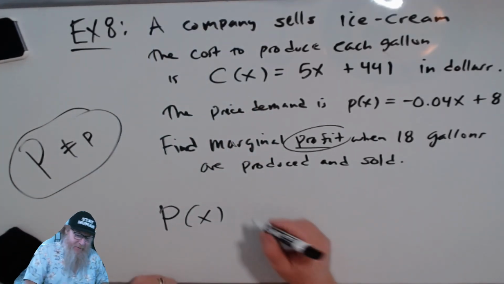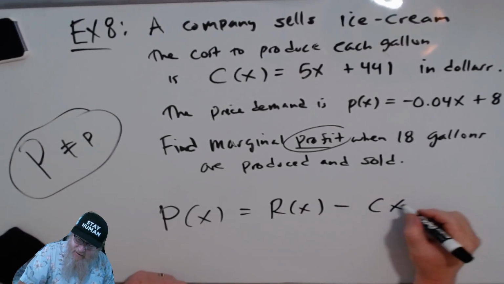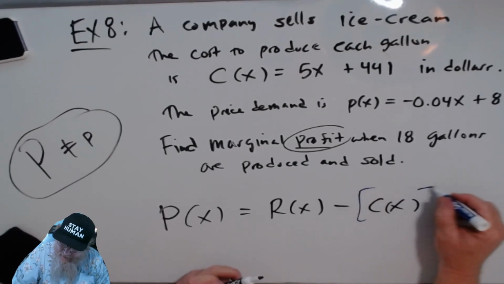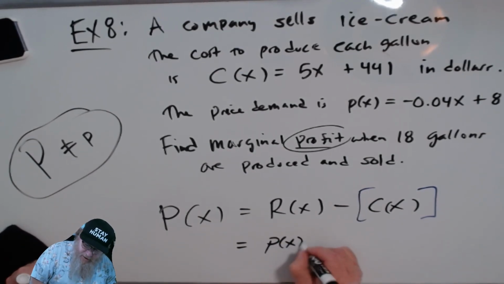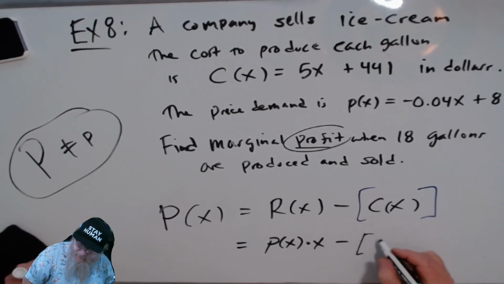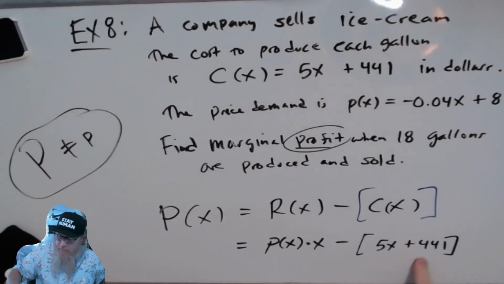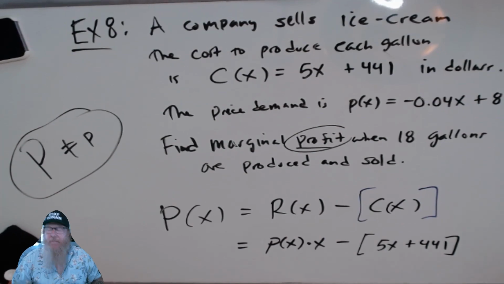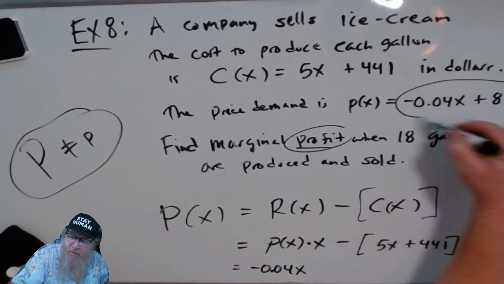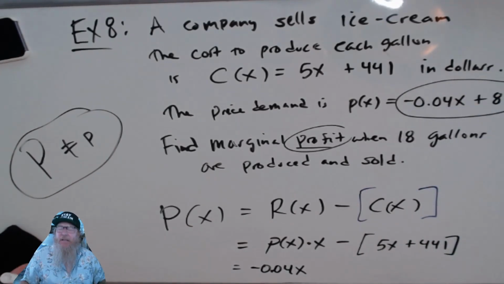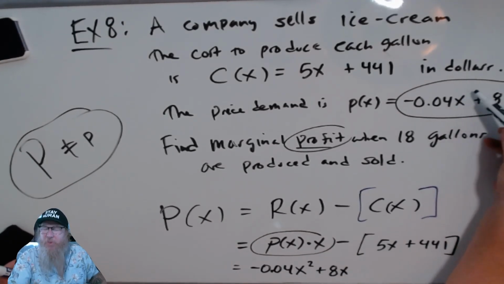All right, so remember what capital P is? Capital P is revenue minus cost. And I like to put an extra set of parentheses around the cost just to be safe. Revenue is price demand times x. And cost is 5x plus 441. Price demand is negative 0.04x plus 8. So price demand times x is negative 0.04x squared plus 8x.